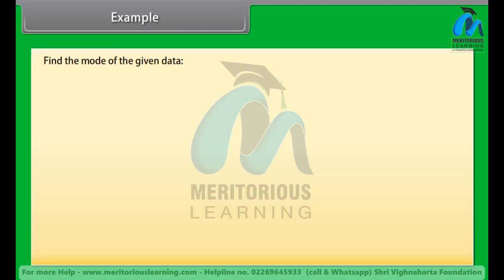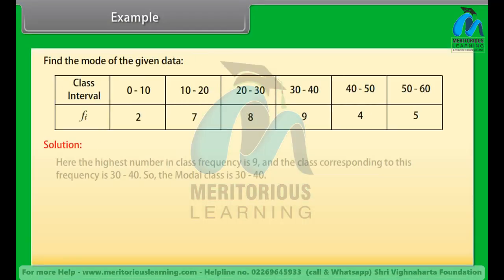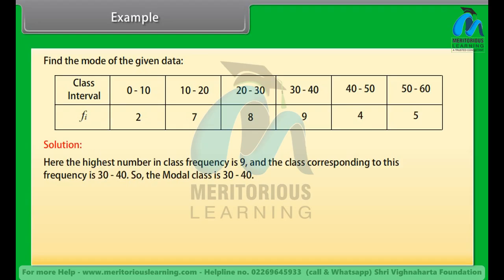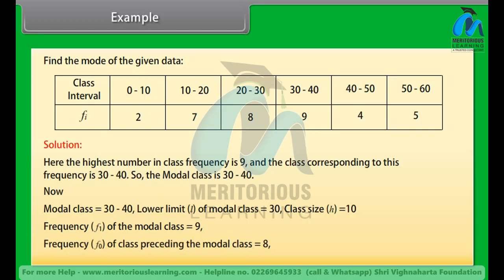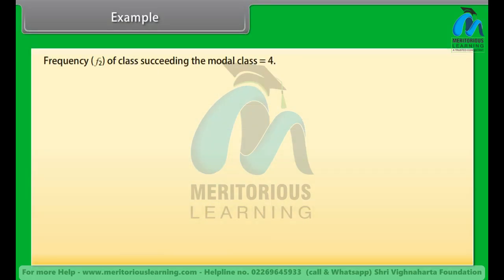Example. Find the mode of the given data. Solution. Here the highest number in the class frequency is 9, and the class corresponding to this frequency is 30 to 40. So the modal class is 30 to 40. Lower limit L of modal class is equal to 30. Class size H is equal to 10. Frequency F1 of the modal class equals 9. Frequency F0 of class preceding the modal class equals 8. Frequency F2 of class succeeding the modal class equals 4.